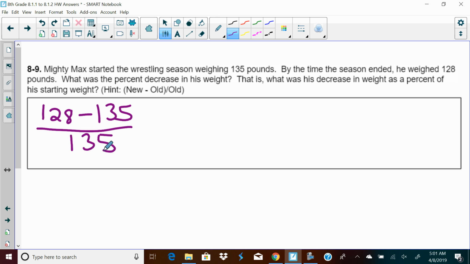So it's the change divided. So 128 minus 135 is 7. So we do 7 divided by 135. It's negative, but you don't need to include the negative sign. So it's approximately 5%.